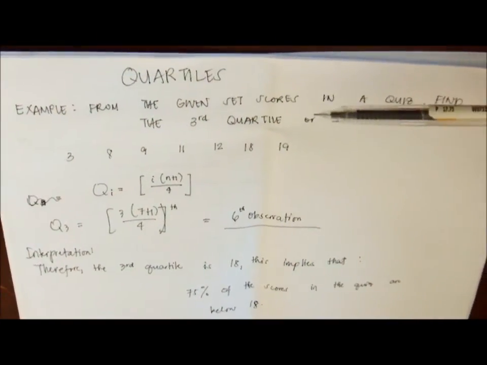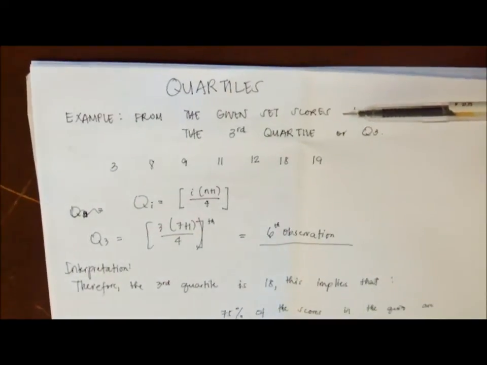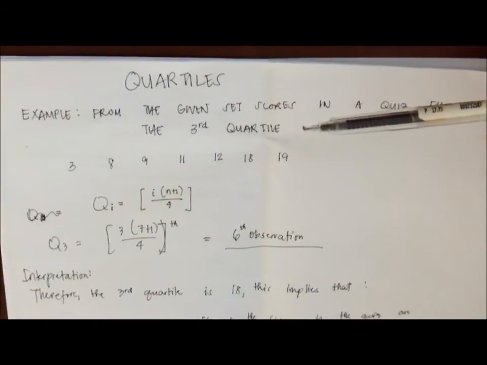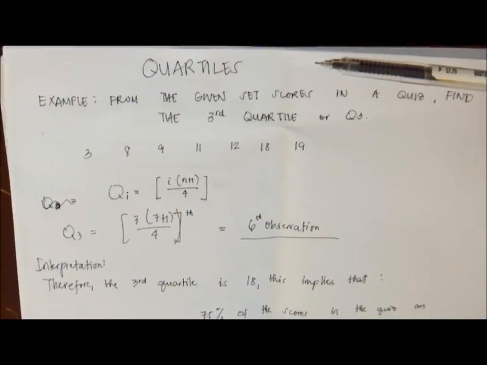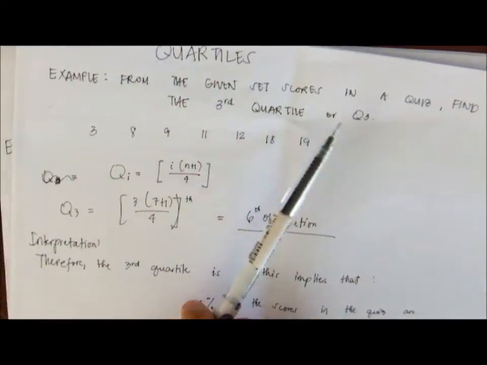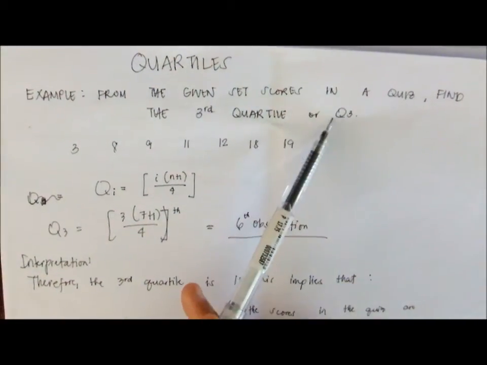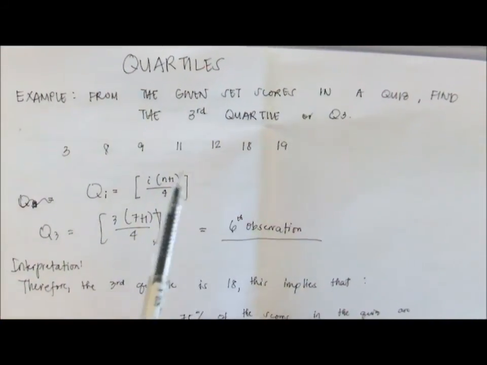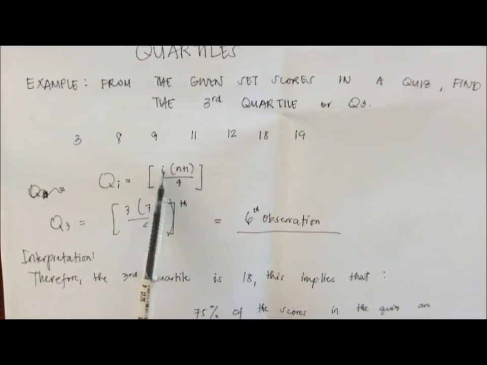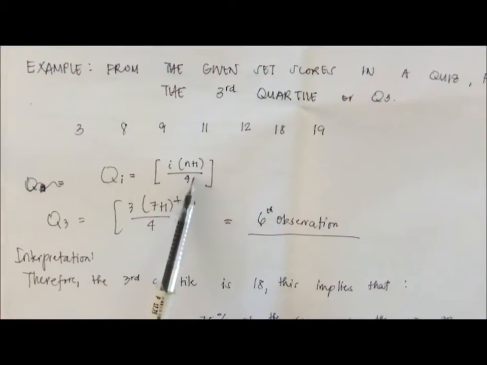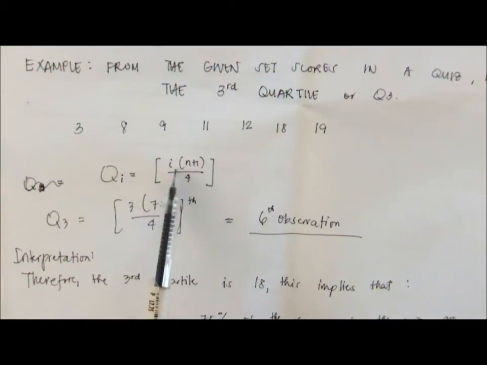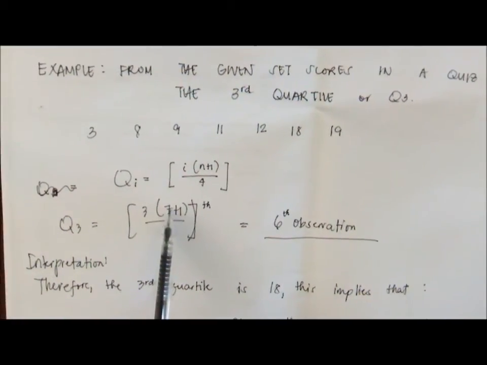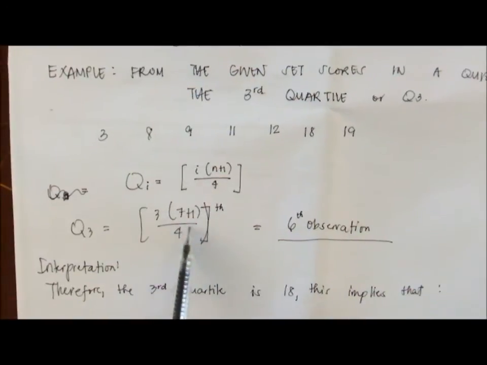Go on to quartiles, which are values that divide the array into 4 equal parts. So the Q1, read as first quartile, which is the value below is 25%, Q2 is 50%, and Q3 is 75%. So from the given set of scores in a quiz, find the 3rd quartile, or Q sub 3. So it is 3, 8, 9, 11, 12, 18, and 19. So you also use the same formula, the i times n plus 1, but you will divide it by 4. So let's substitute. i is equal to 3 because we are looking for the 3rd quartile, times 7, which is the number of observations, plus 1 over 4.